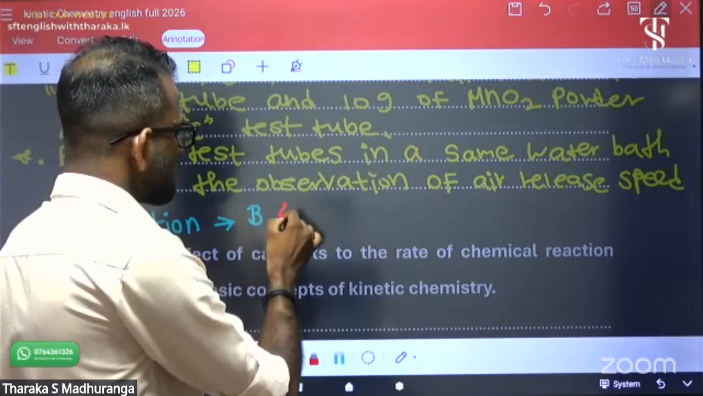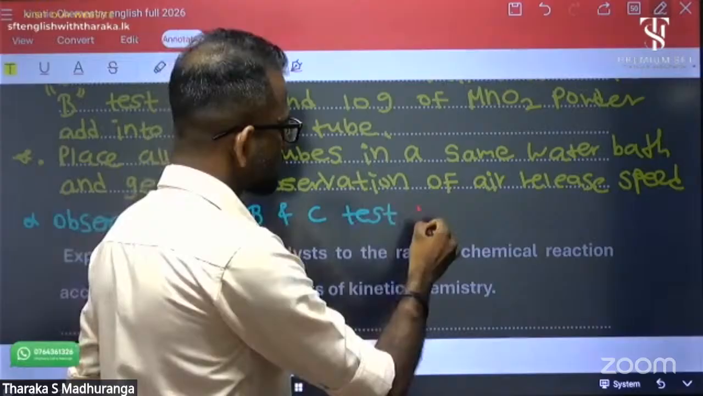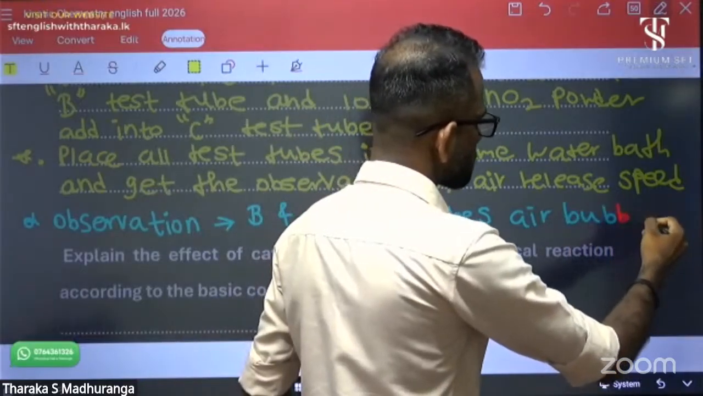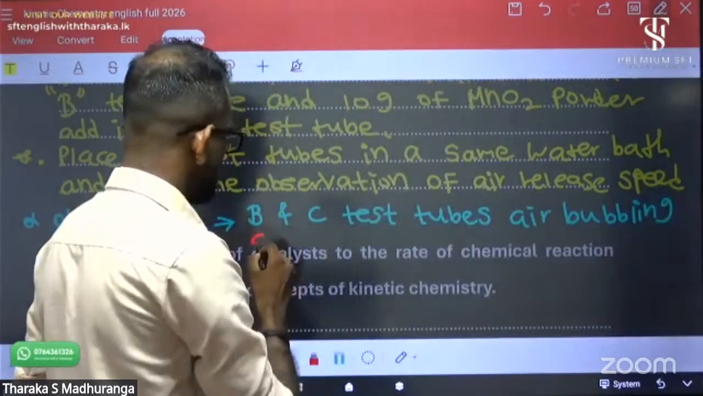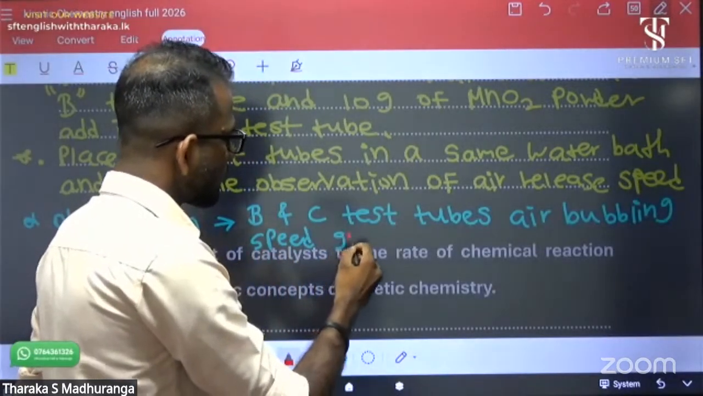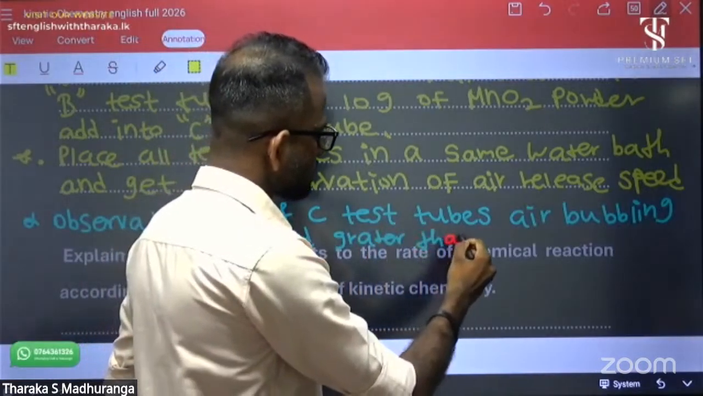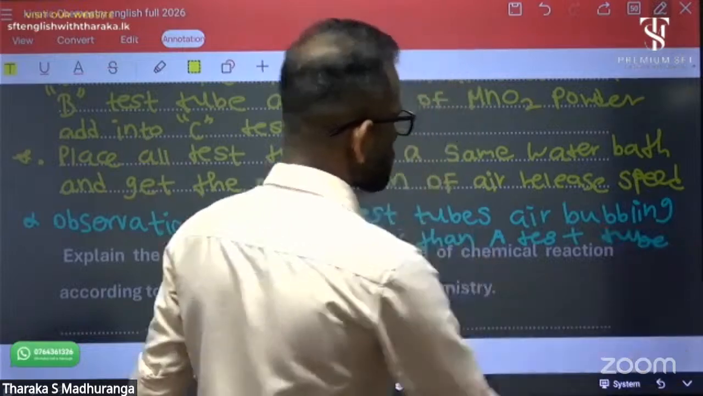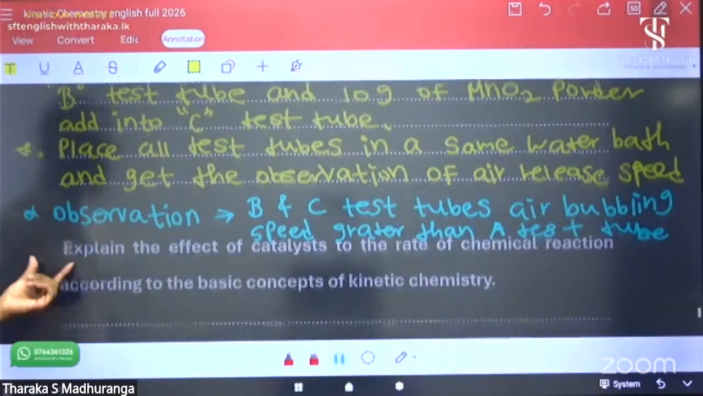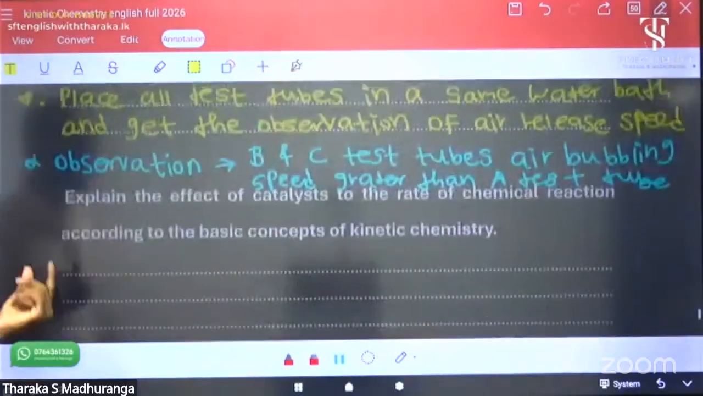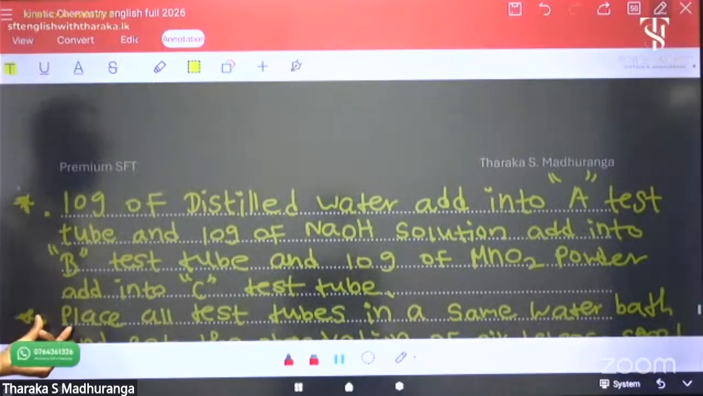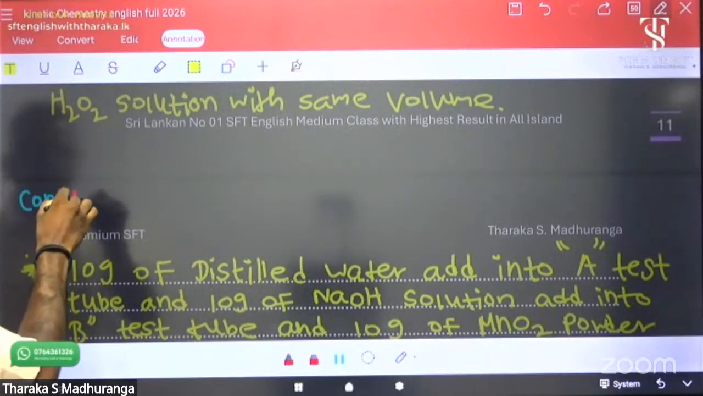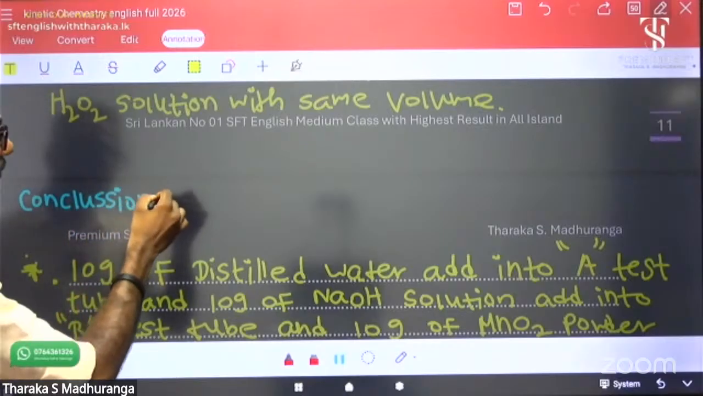In the B and C test tubes, the air bubbling speed is greater than in the A test tube. Okay, below this you need to write the conclusion. Conclusion.